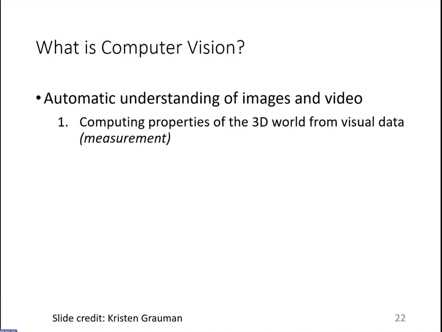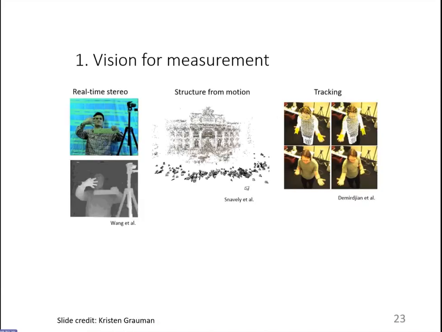What can it be used for? If we have such technologies, we can use them to measure the real world, the 3D world, from image data. For example, this one. Real-time stereo means, given the image, I want to know which object is far away and which is close.